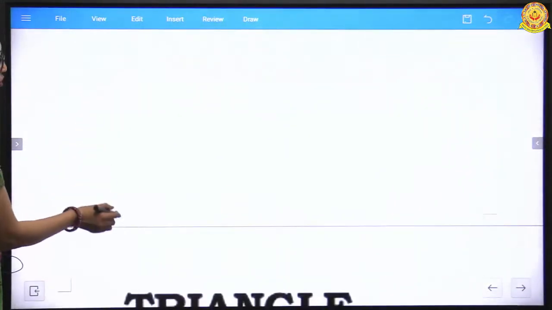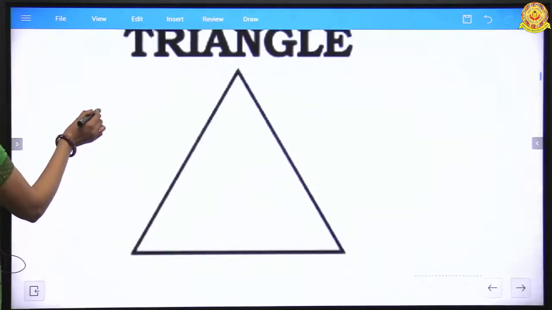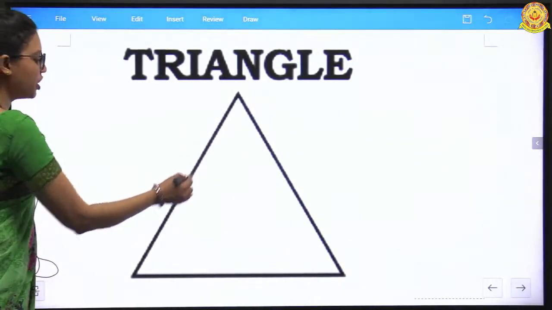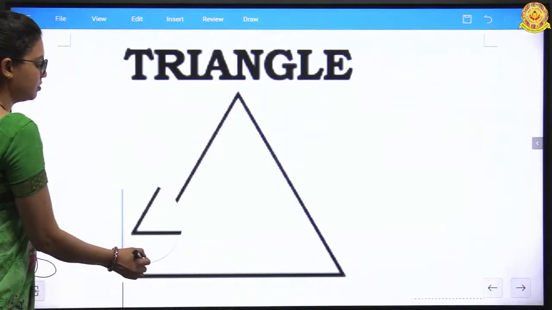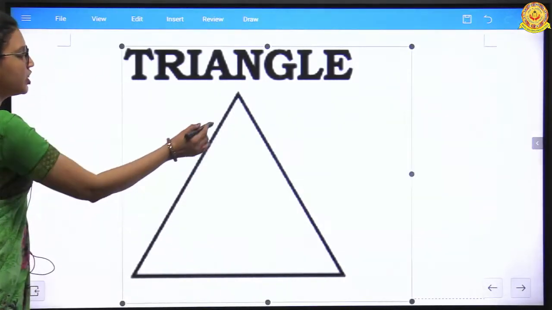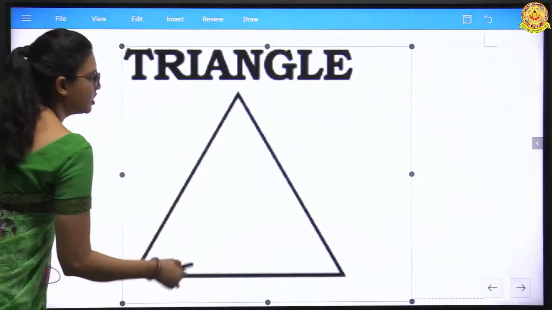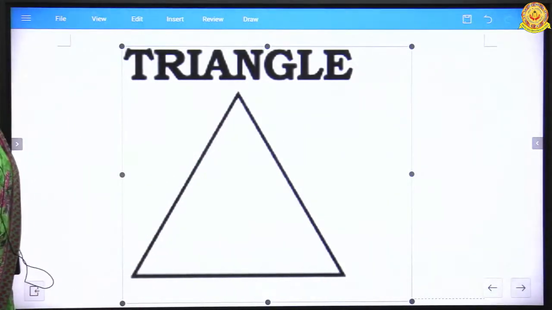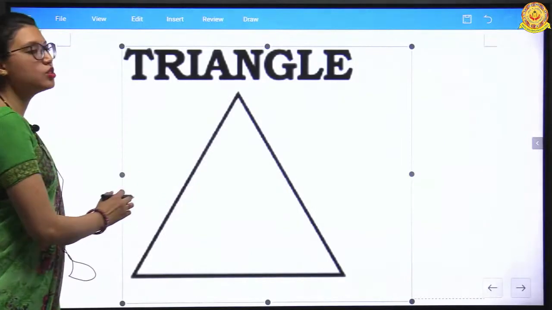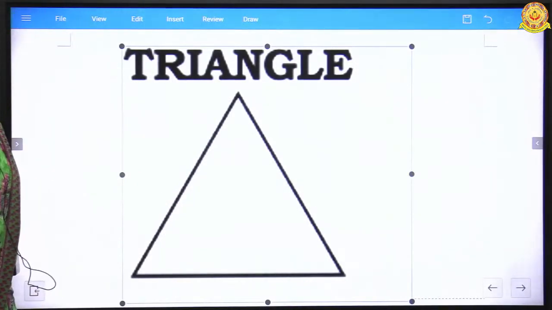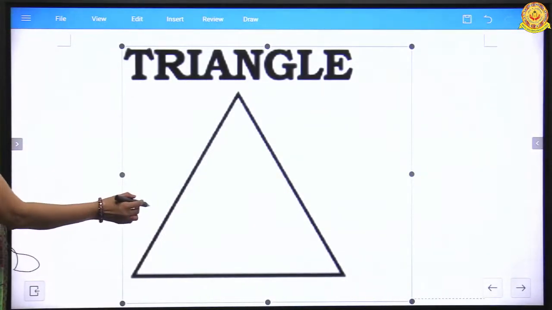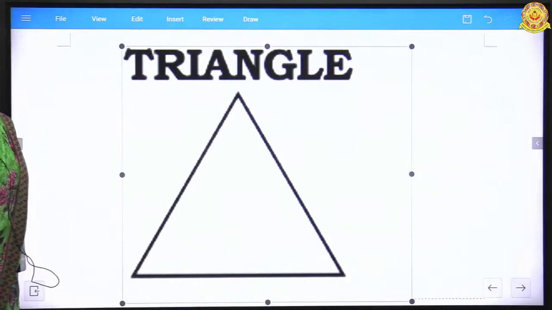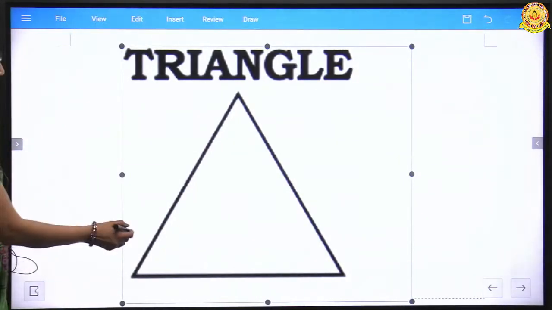Here is our triangle. Look at this triangle. The triangle has three sides, three edges and corners, and the sum of its three angles is equal to 180 degrees. This is called a triangle because it has three sides.